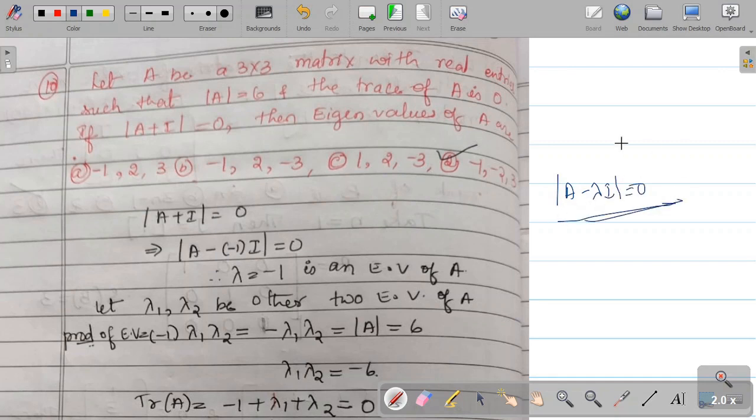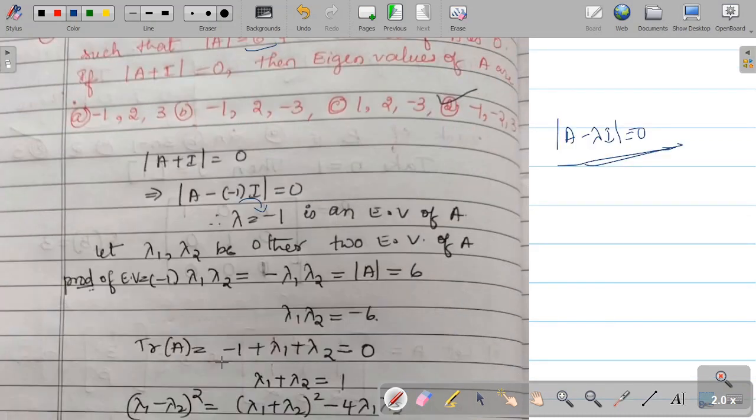In the place of lambda, you know that determinant of A minus lambda I equal to 0 is the characteristic equation of the given matrix A. In the place of lambda, I have minus 1. So I got one of the eigenvalues of the matrix A, that is minus 1. Let the two other eigenvalues, because it is a 3 by 3 matrix, be lambda 1, lambda 2. Product of eigenvalues, same formula: minus 1 into lambda 1 into lambda 2 is minus lambda 1 lambda 2. That is determinant of A. Determinant of A given as 6, substitute here. Lambda 1 into lambda 2 is minus 6.